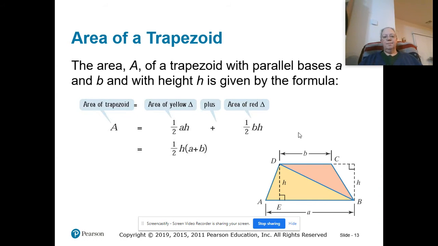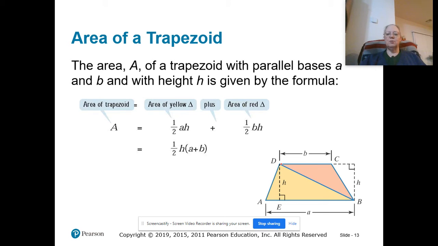All right, let's talk about area of a trapezoid. Area of a trapezoid, again, what we're going to do is divide it up into objects that we know how to find the formula for, or we know the formula of.